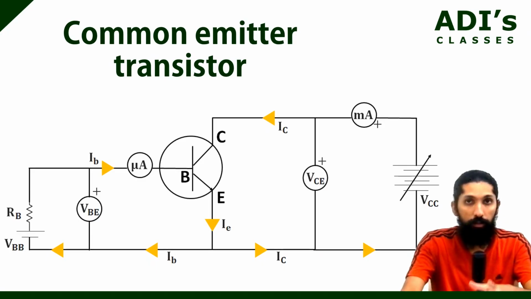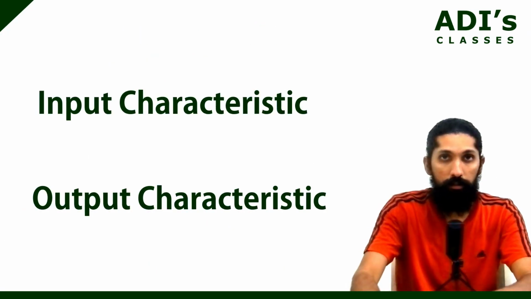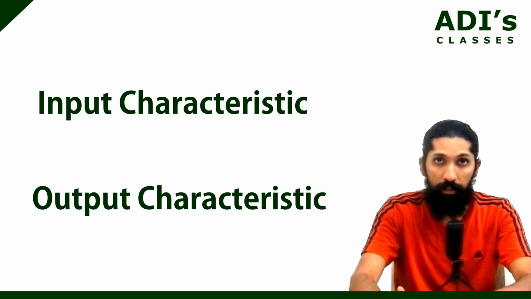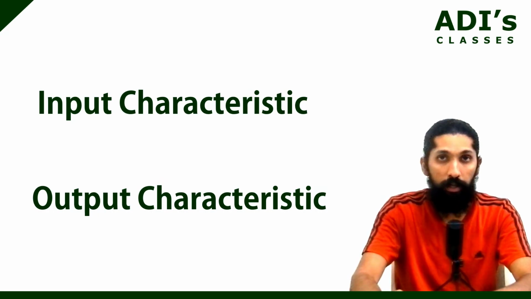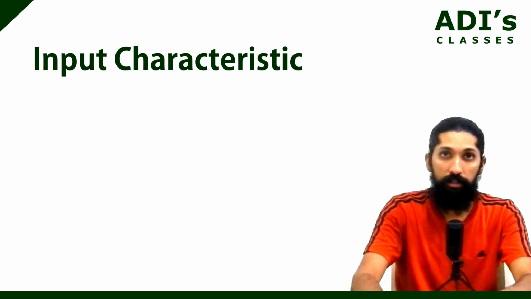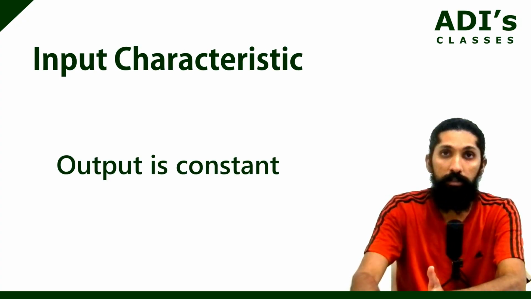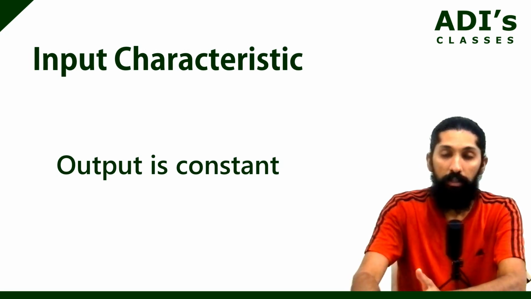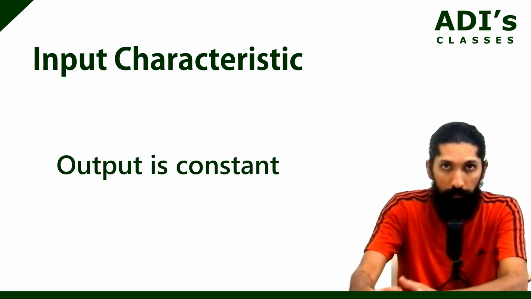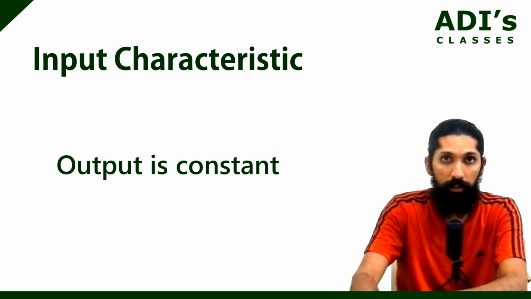Now that you have the circuit idea as to what is happening here, there are two things. One is called the input characteristic. Another one is called the output characteristic. Now, in the input characteristic, what we do is we keep the output part constant. In the sense, VCE. VCE we try to keep it constant.